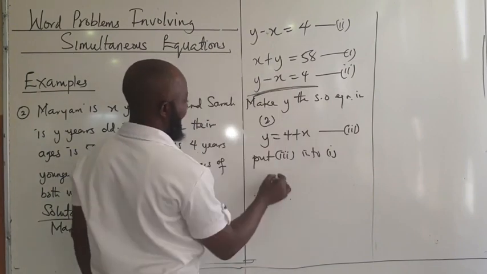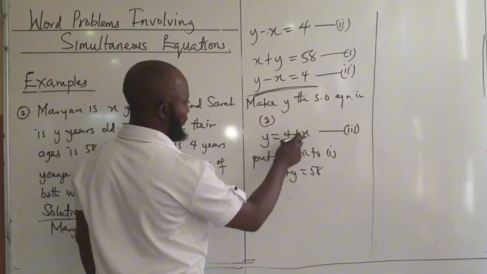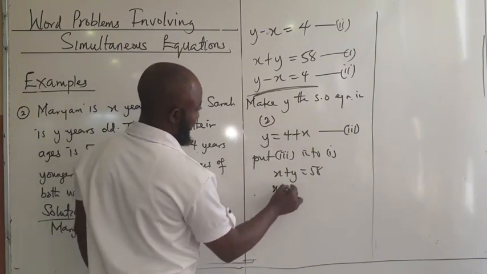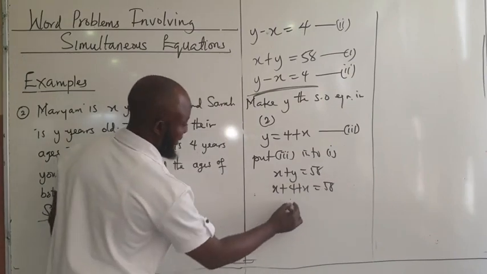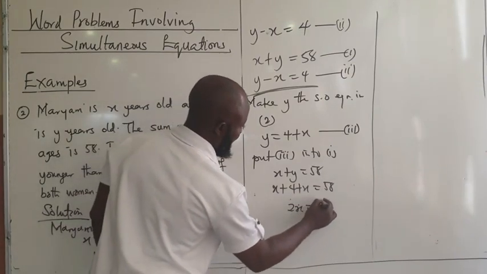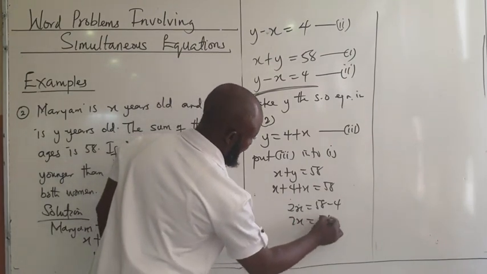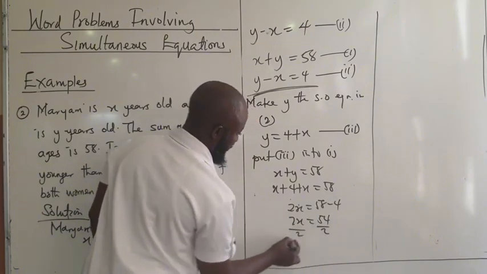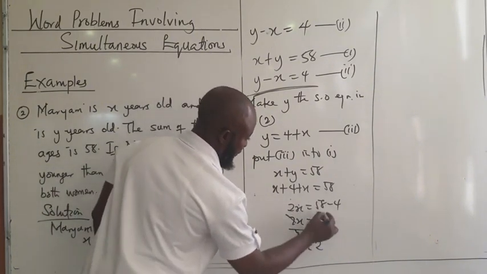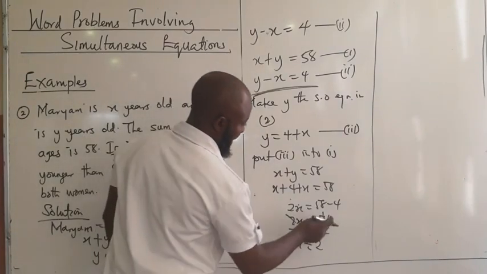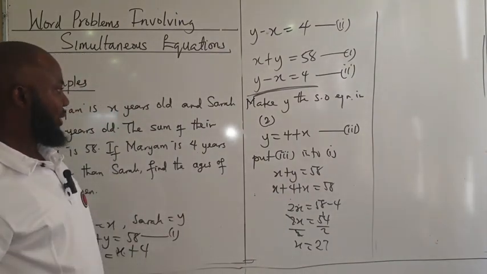Equation 1 is X plus Y equals 58. So wherever we see Y, we put 4 plus X. That is X plus 4 plus X equals 58. X plus X is 2X equals 58 minus 4. So that is 2X equals 54. Divide both sides by 2. So 2 cancels 2, then X equals 27. So the value of X is 27. It remains the value of Y.